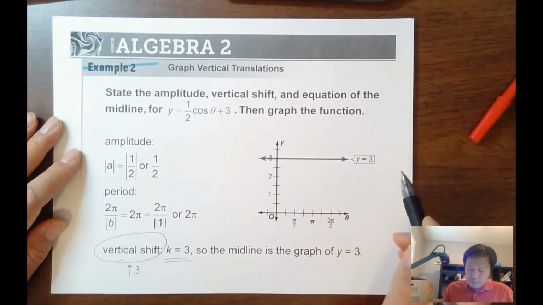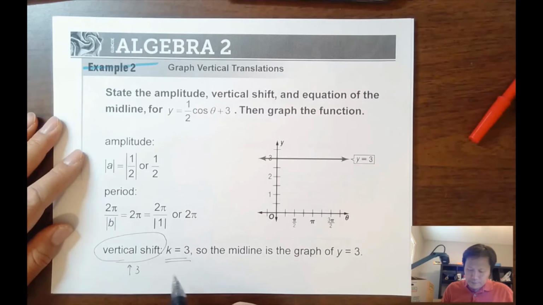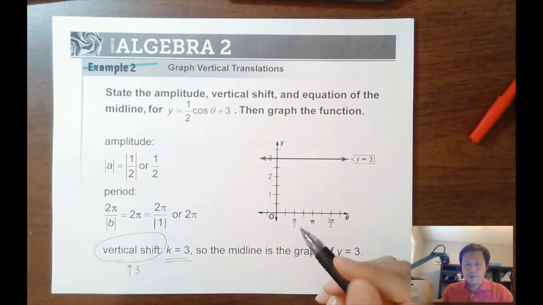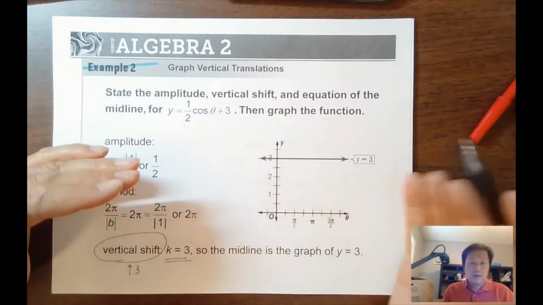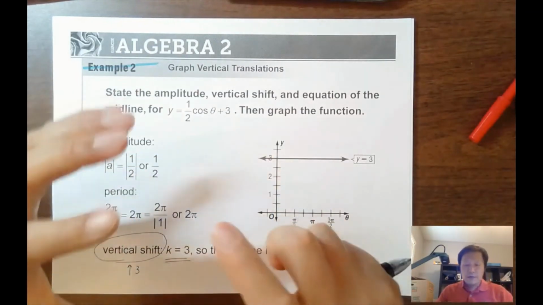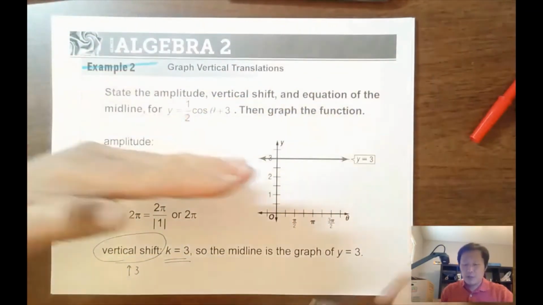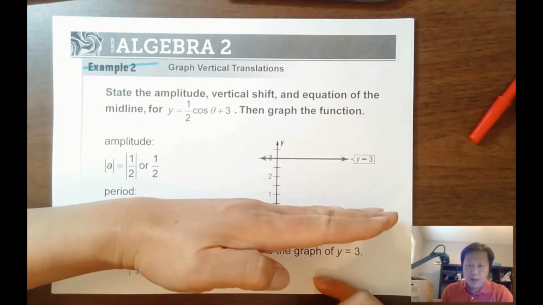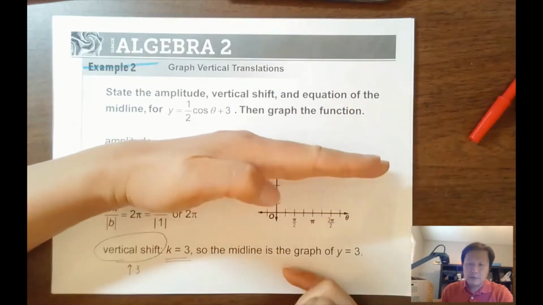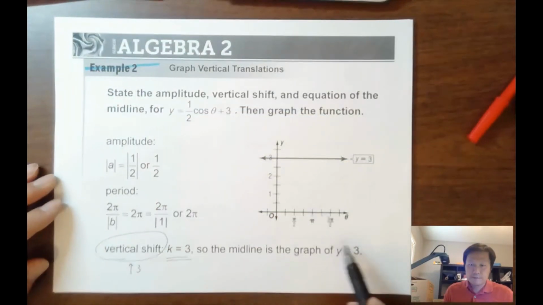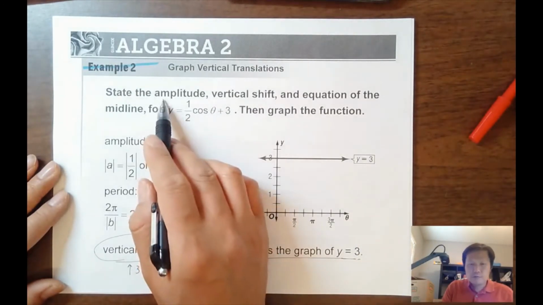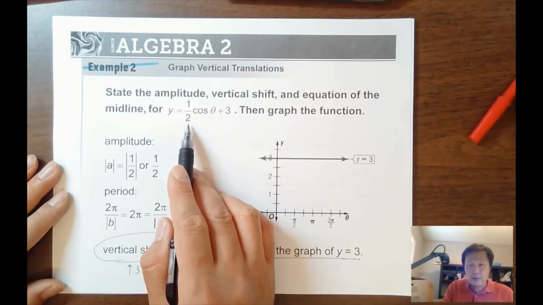The middle line is y equal to 3. I haven't talked about the middle line yet. When you graph it, I call that a middle line. So everything moves up by 3. The middle line used to be the x-axis, which is y equal to 0. Now everything moves up by 3, so the middle line is y equal to 3. Amplitude doesn't change. Value of a is 1/2. Take absolute value of 1/2. Amplitude is 1/2.